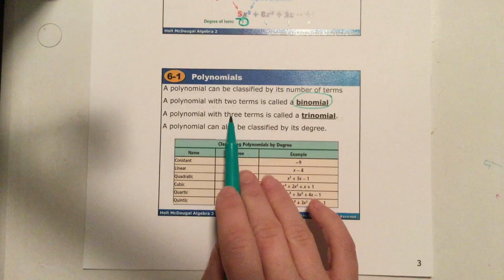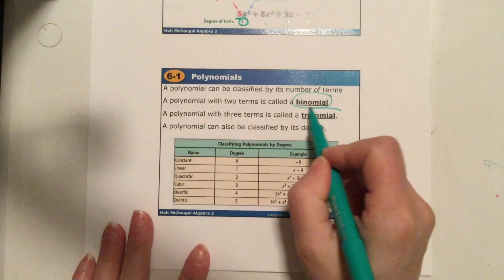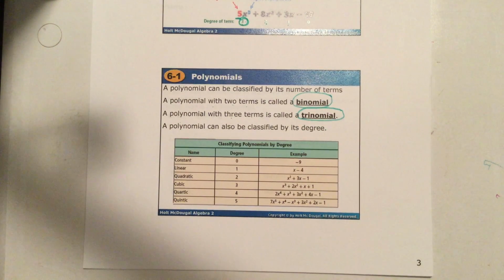A polynomial with 3 terms is called a trinomial. Just like a tricycle has 3 wheels, a polynomial with 3 terms is a trinomial. After trinomial, what you would say is polynomial with 4 terms, polynomial with 5 terms. Okay, so there's only a special name for 1, 2, or 3 terms. After that, you just say it's a polynomial with however many terms.